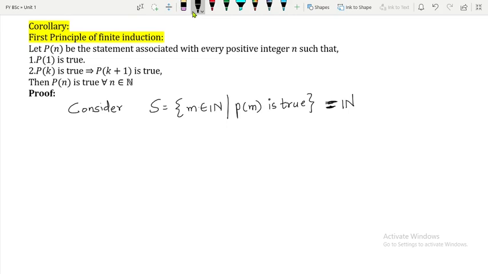So I will say as P of 1 is true, it is given. Now P of 1 is true means this condition holds for which natural number? For m equal to 1. Therefore, who went into this set? 1 went into this set. Therefore 1 belongs to S. I hope you are getting my point.